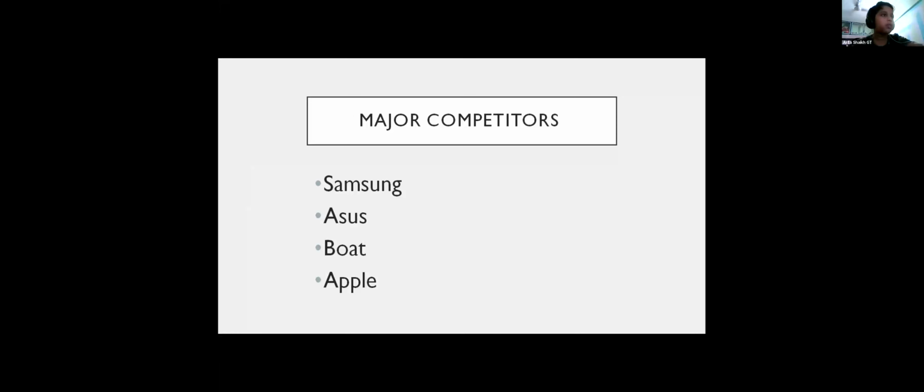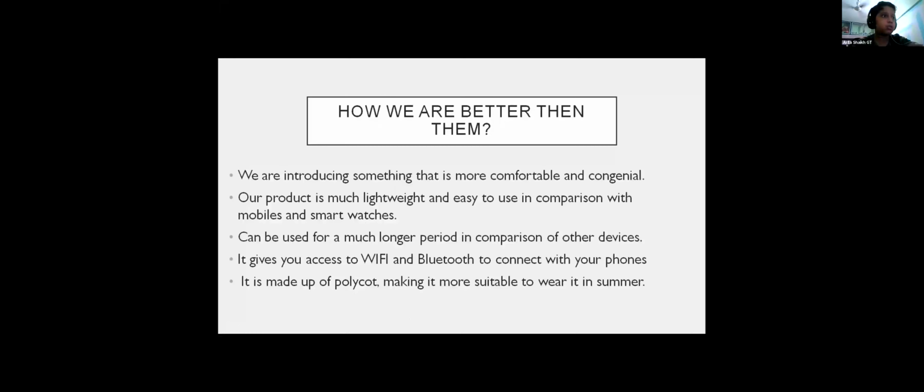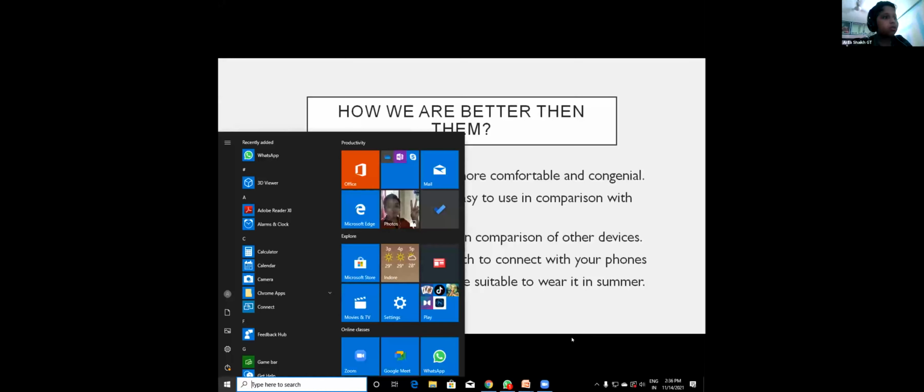Major competitors are Samsung, Asus, Boat, and Apple. How are we better than them? We are introducing something that is more comfortable and congenial. Our product is much lighter and easier to use in comparison with mobiles and smartwatches. It can be used for a much longer period in comparison to other devices.